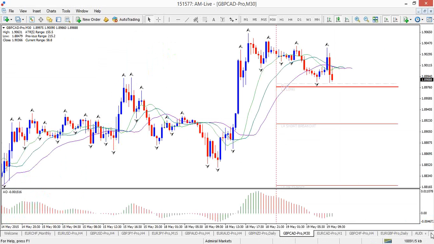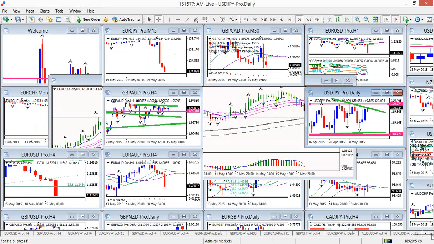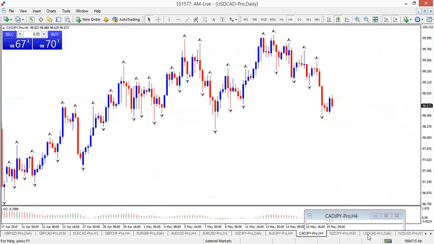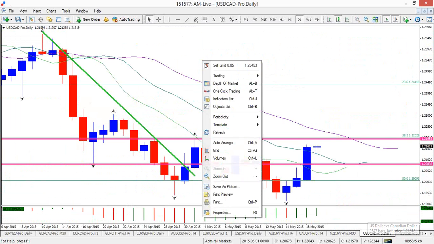Dollar CAD. Let's take a look at some of these CADs, such as the dollar CAD. Let me try to find it. Forgot where it was. More to the right. Alrighty, there we go.